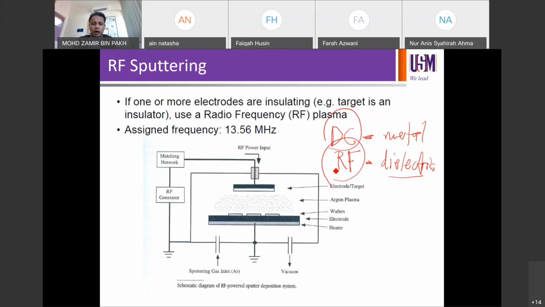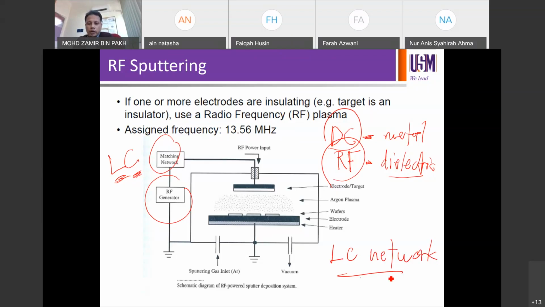So in this case, if you talk about RF, we need to have RF generator and LC matching network. So LC is inductive capacitive matching network, LC network, right? For RF. Untuk DC tak perlu. Try to look, what is this LC network? So that will deliver the right power input to the electrodes to initiate formation of plasma in a typical RF system.